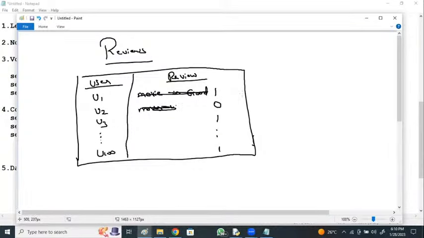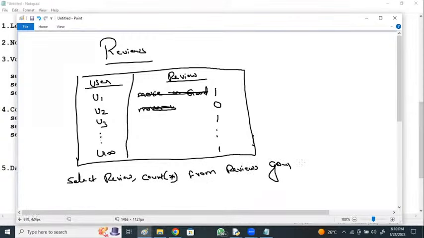Can you write an SQL query to count the number of ones and zeros? Means how many are saying it's good and bad, right? We can write an SQL query for this. Count aggregation. Select review, review-wise count, from which table? Reviews table, group by review. Review-wise count from reviews, group by review.